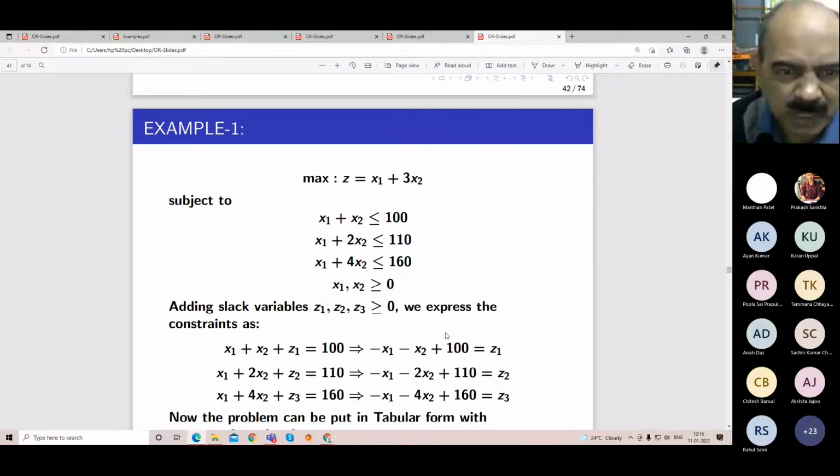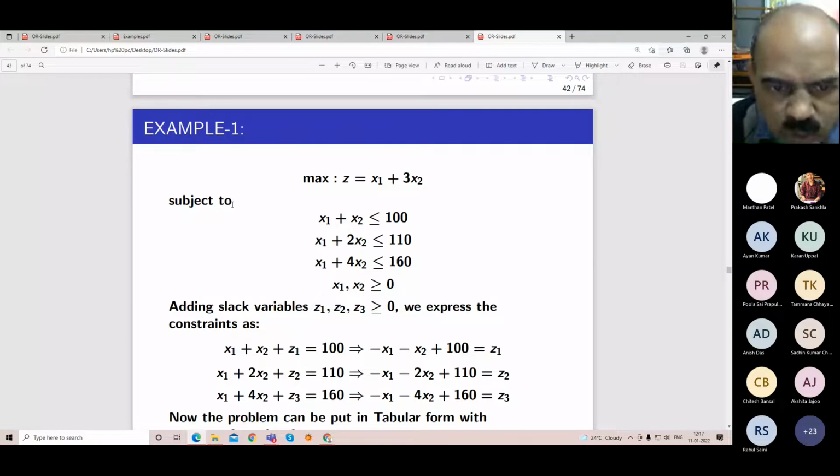Okay, this is the problem. You would like to maximize z equal to x1 plus 3x2. Generally there is a d, plus d. Here d is not there, so d equal to 0. Or if you like, you can put something like d equal to 10, no problem. But here d is not there, so d equal to 0.